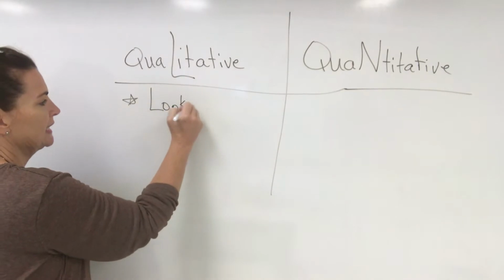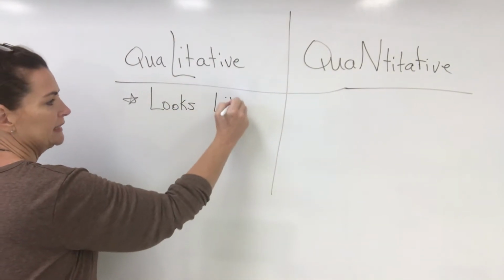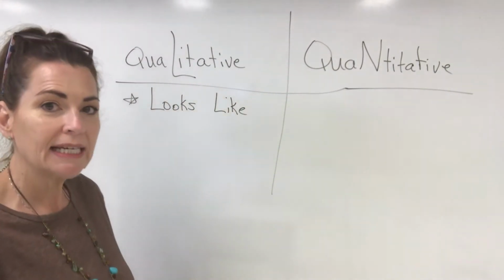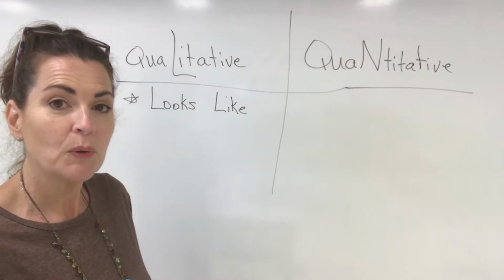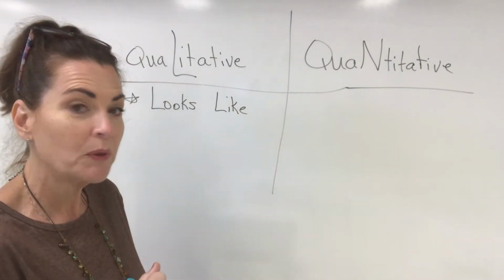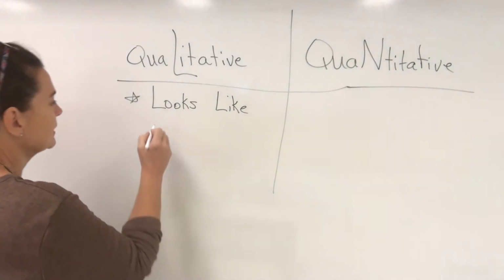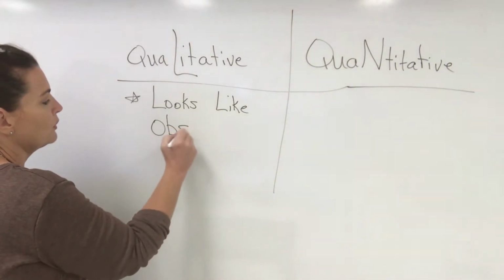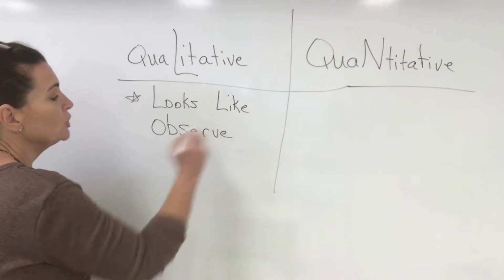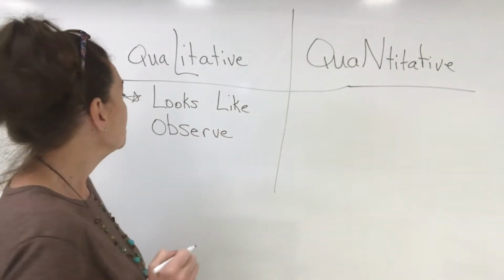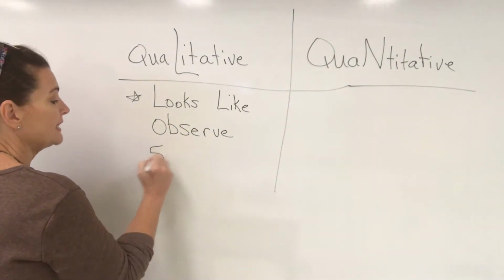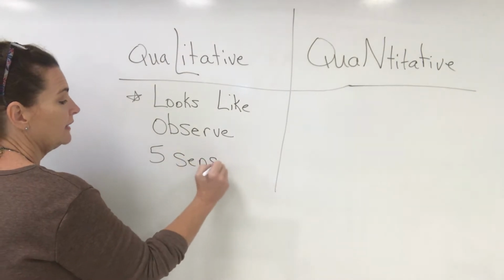looks like. So when we are collecting data, one of the main things we will do is make an observation with our eyes and kind of take in what's going on. So we observe. In qualitative data, you observe. You use your 5 senses to collect that data.